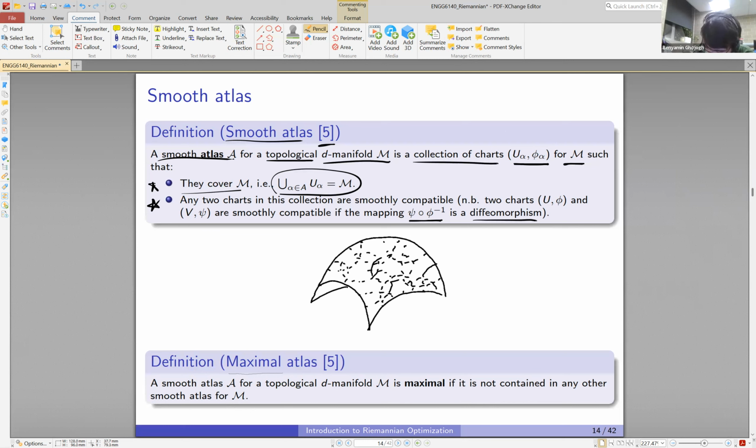Definition. Maximal atlas, reference 5. A smooth atlas A for a topological D-manifold M, locally D-dimensional, is maximal if it is not contained in any other smooth atlas for M. Okay, this is a maximal atlas.